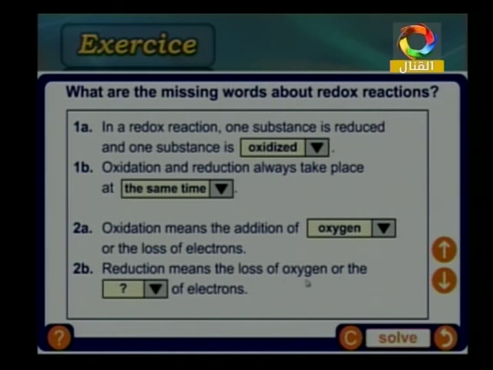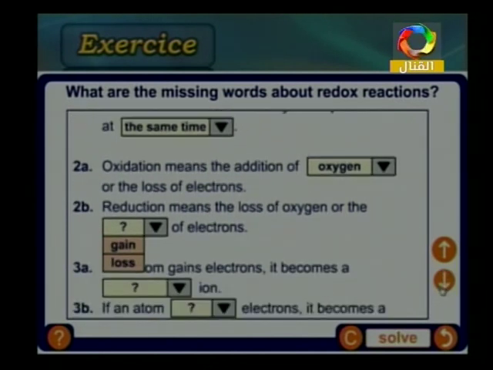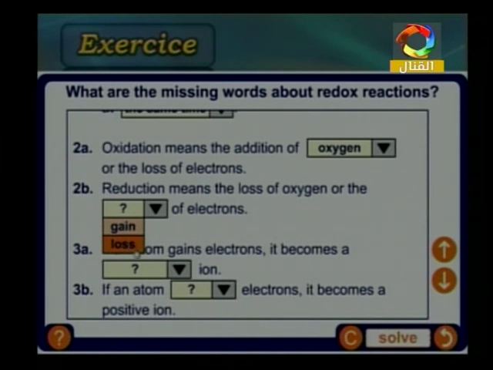Reduction means loss of oxygen or gain of electrons. It is the opposite of the first one. We have gain or loss. Loss of electrons or gain of electrons. Reduction means loss of oxygen or gaining electrons.